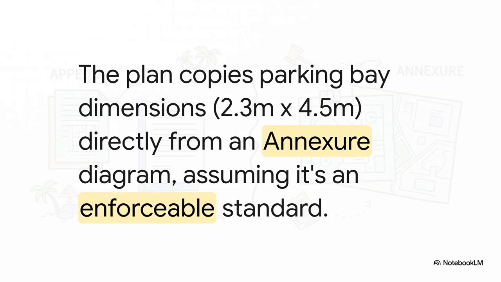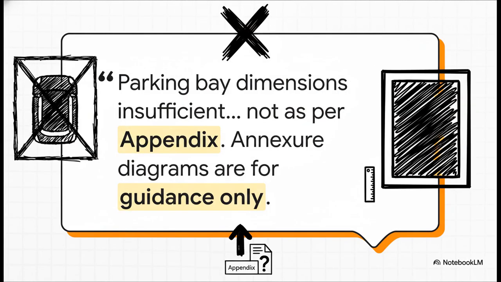All right, let's move on to our next scenario. Parking layouts. So an annexure might have this really neat diagram showing a parking layout with bays measuring 2.3 by 4.5 meters. I mean, it looks official, it's right there in the document, so the architect just copies it directly into their plans. Seems logical, right? And boom, another rejection. Why? Because the annexure diagram is not dimensional permission. The legally binding appendix on parking standards spells it out. The minimum car parking size is 2.5 by 5.0 meters. The TCP doesn't care about a pretty sketch. They only enforce the hard numbers in the appendix.